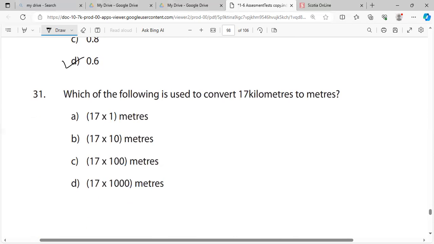Let's move on to 31. Which of the following is used to convert 17 kilometers to meters? Now, it takes 1,000 meters to make 1 kilometer. So what we can say, 1 kilometer is equal to 1,000 meters. So if we have 17 kilometers, we have 17 thousands, right? So we can just multiply 17 by 1,000. And of course, our answer, T again. Alright, let's move on to 32.